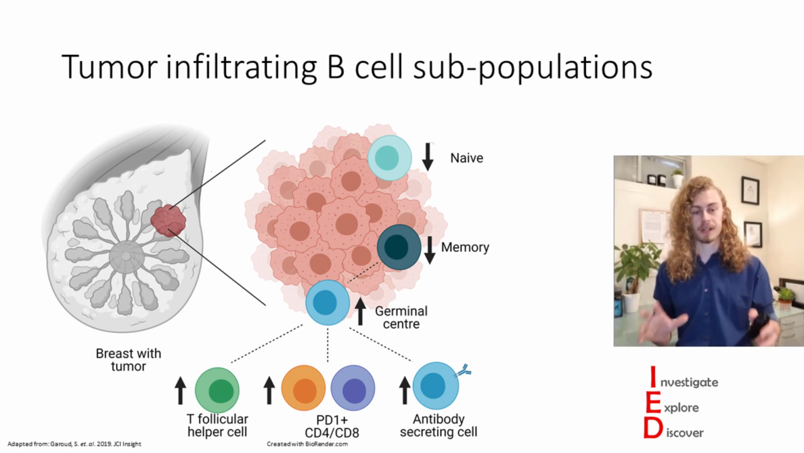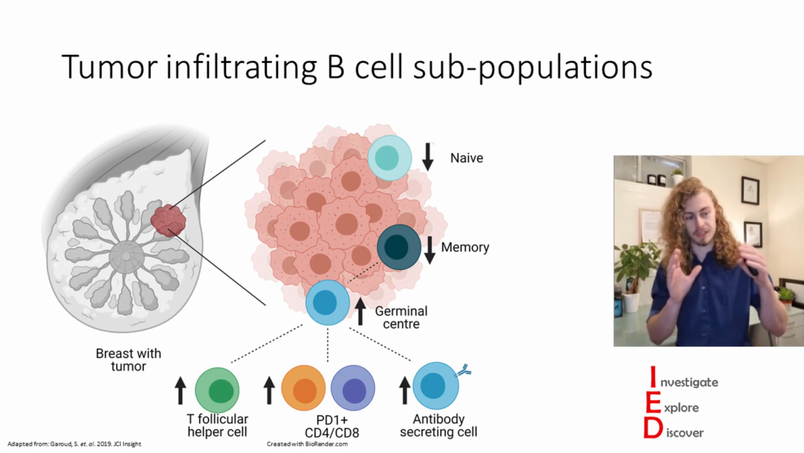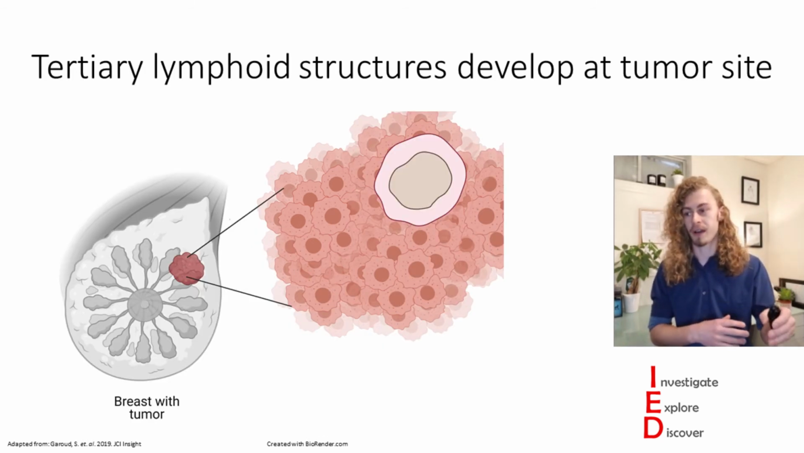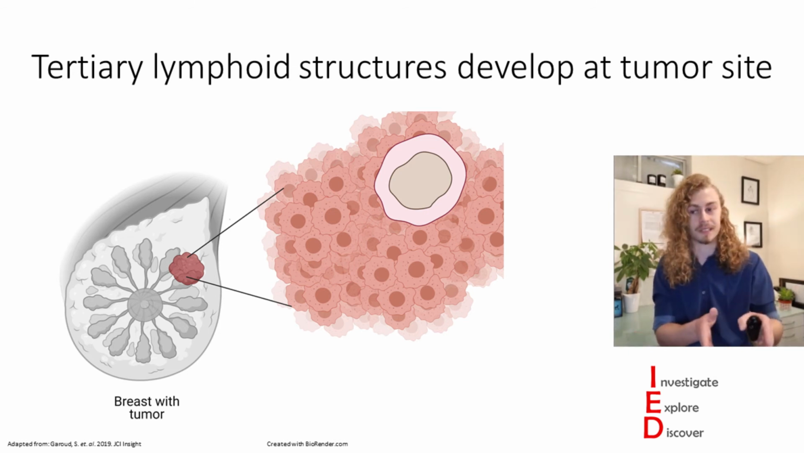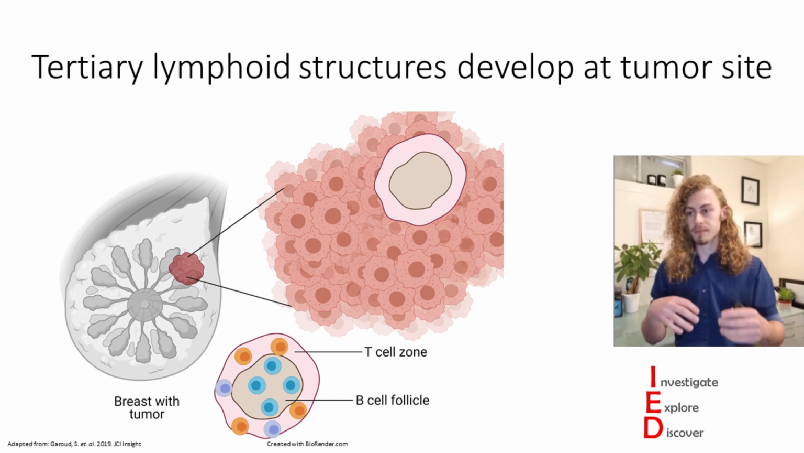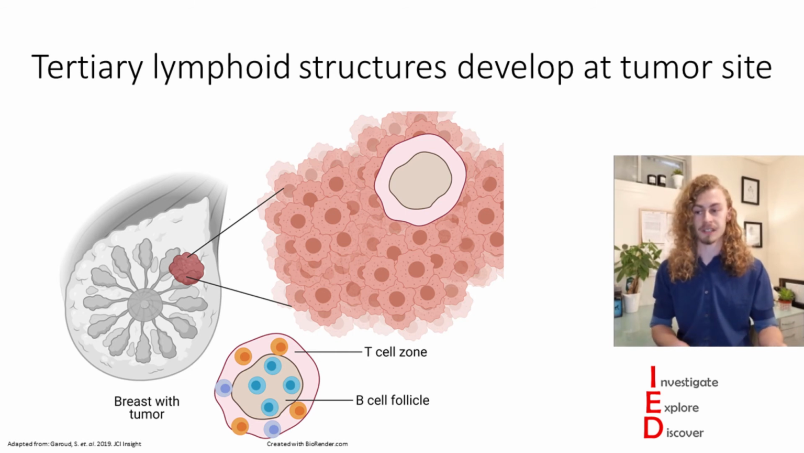The authors of this paper, in addition to looking at immune cells, also looked at tumor morphology and found that tertiary lymphoid structures are actually developing at these tumor sites. And so there's some really pretty microscopy in the paper if you want to check out exactly what that looks like. However, these tertiary lymphoid structures indicate that B cells contact other cell populations and again generate active humoral responses at the tumor site.